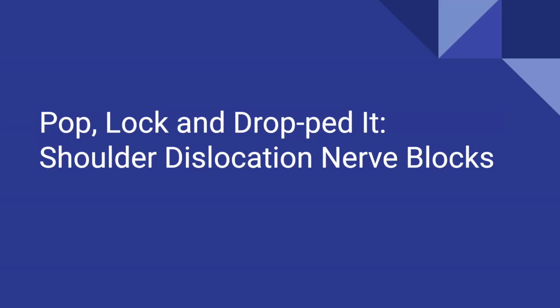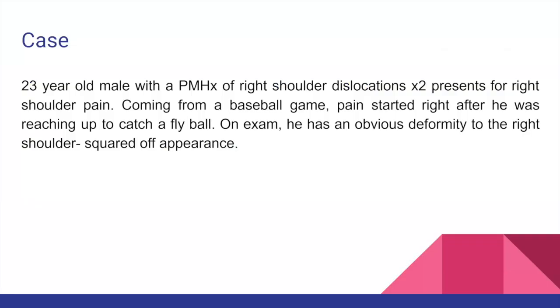Right, so now we're going to talk about what y'all just saw. This was Karen Xiao's presentation. She is sick, so we're giving it in her stead. The case is you have a 23-year-old male with a history of right shoulder dislocations twice in the past, coming in for right shoulder pain. He was at a baseball game, reached up to catch a fly ball, and the shoulder started having pain after that.